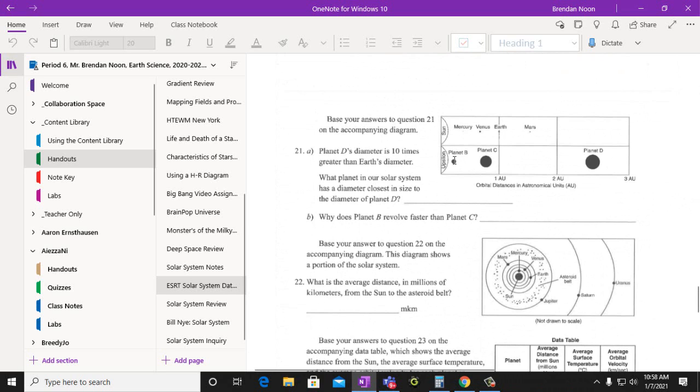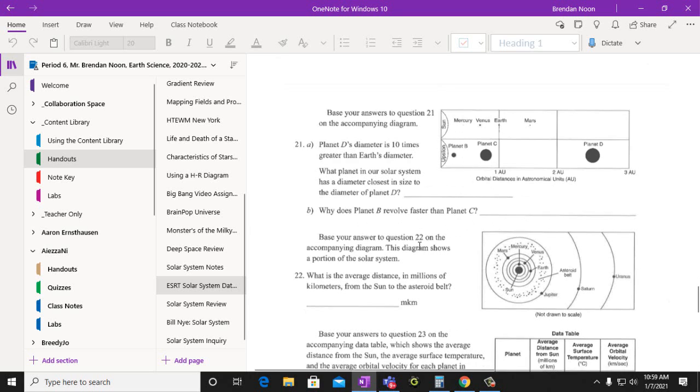Well, here's planet B next to Epsilon, and here's planet C. Planet B is closer to the star than planet C. So we would write that: planet B is closer to the star than planet C, and that means it revolves faster.